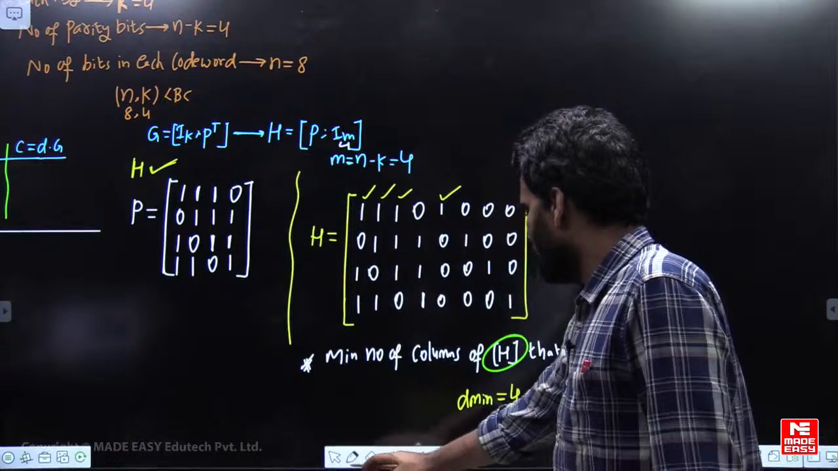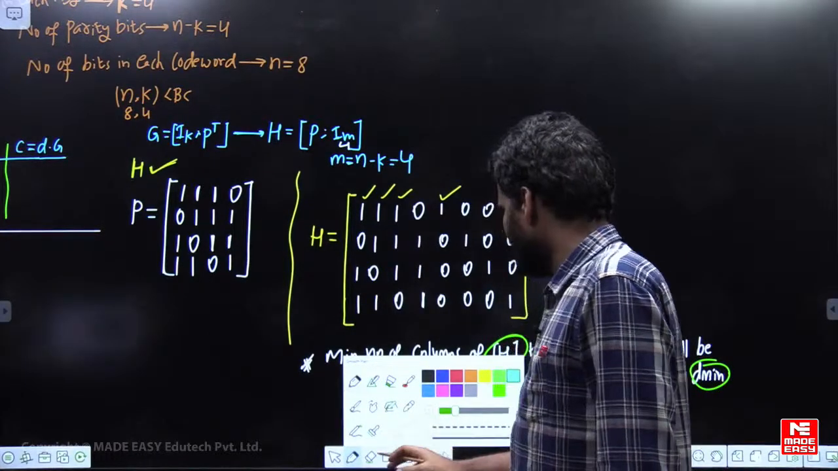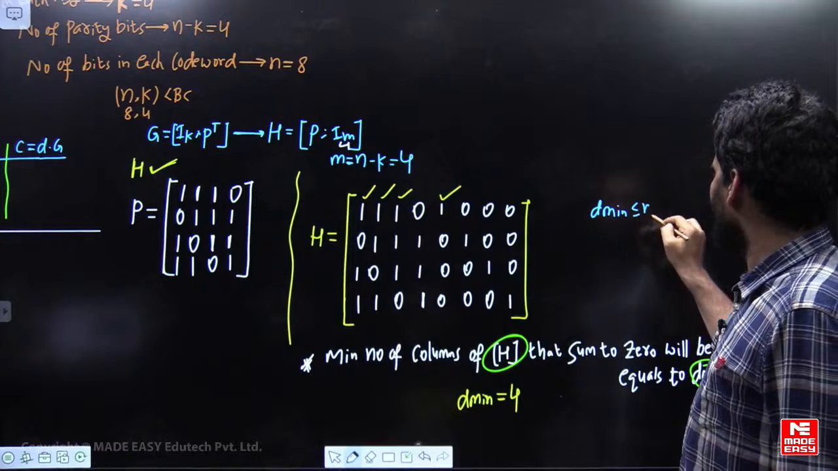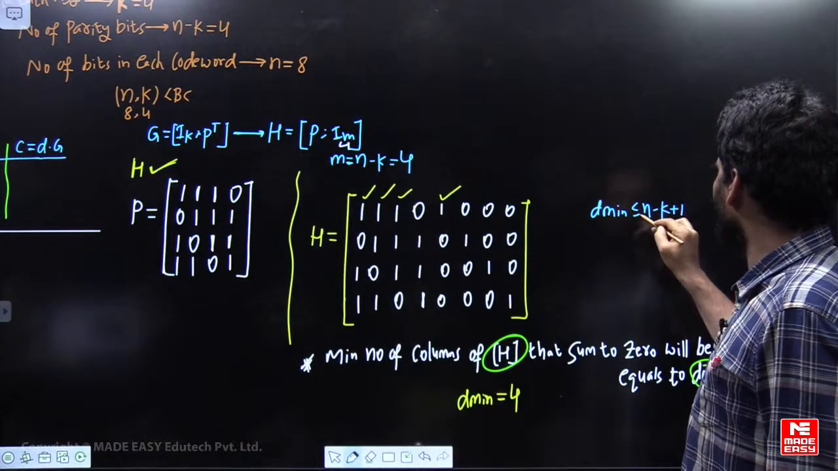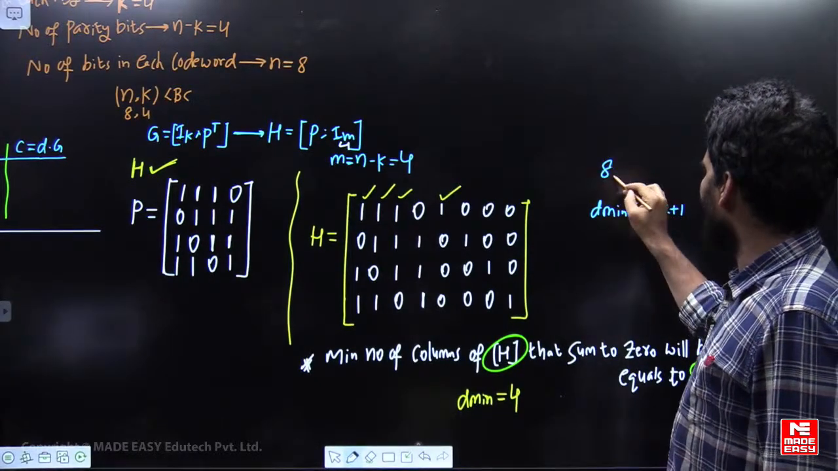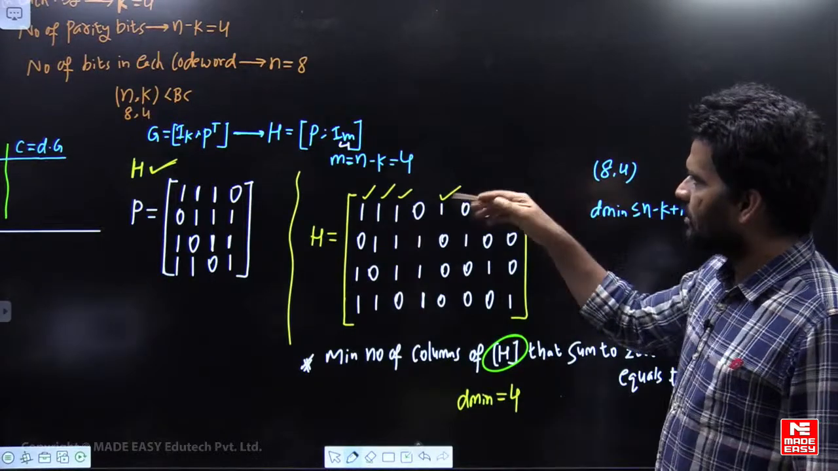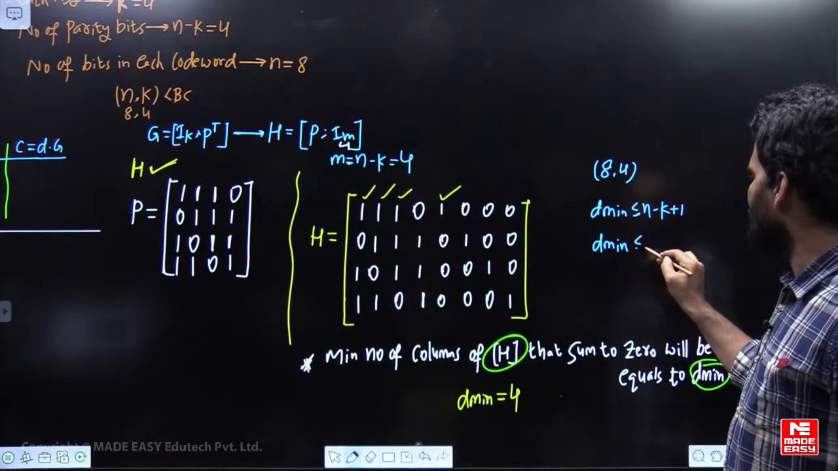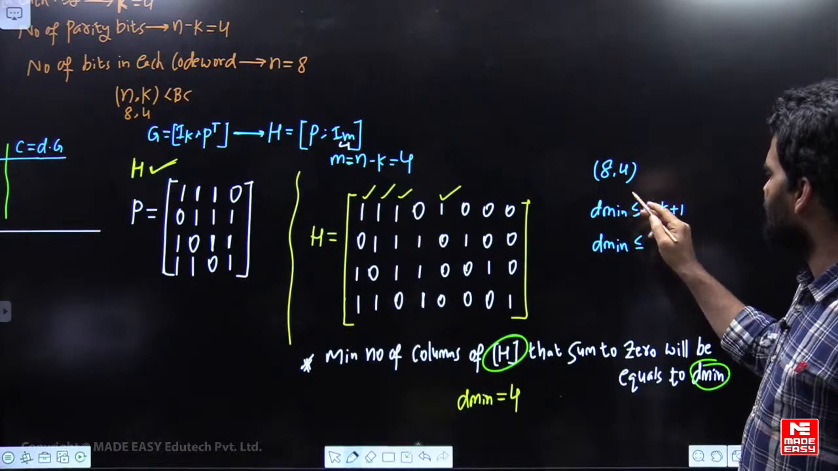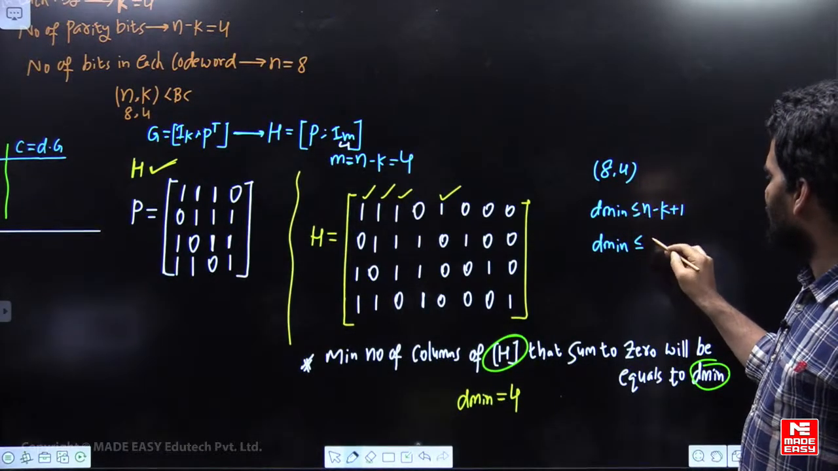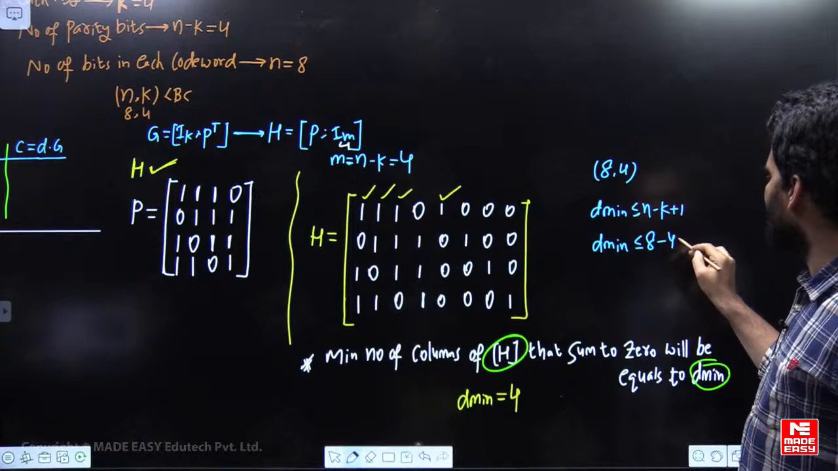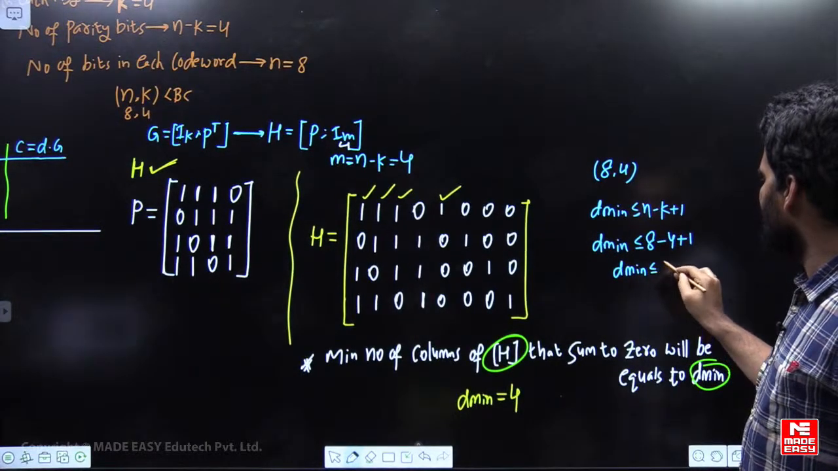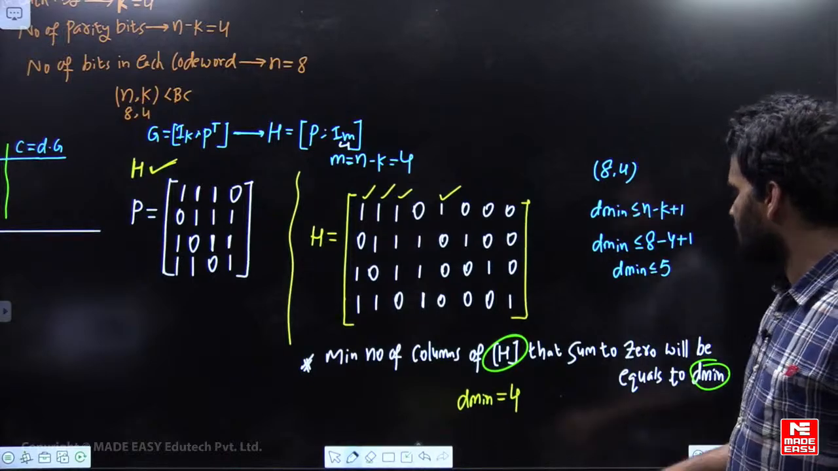Chinmay is saying, from the singleton bound, I said d min is going to be less than or equal to n minus k plus 1. So if you see the (8,4) LBC, for the (8,4) LBC, d min is going to be n minus k plus 1, so 8 minus 4 plus 1. So d min is less than or equal to 5, I can say.